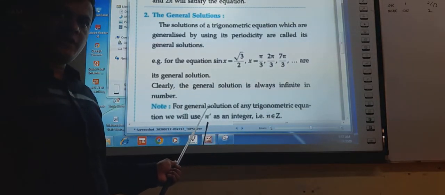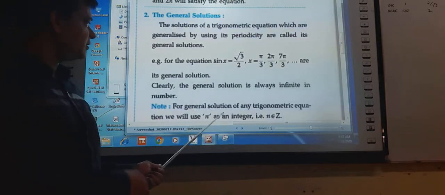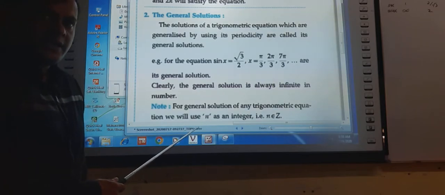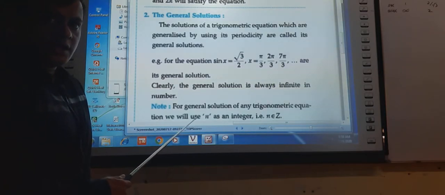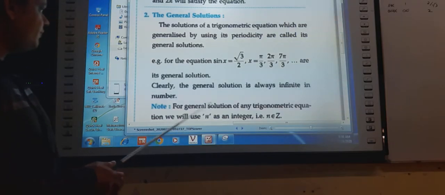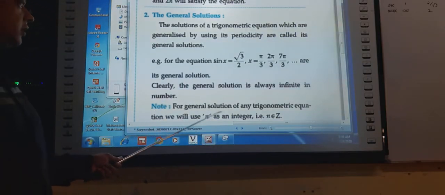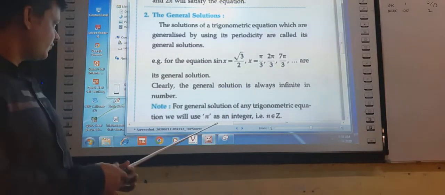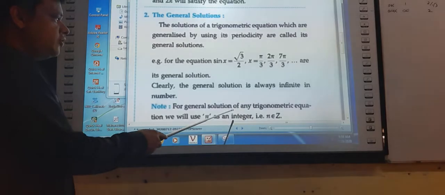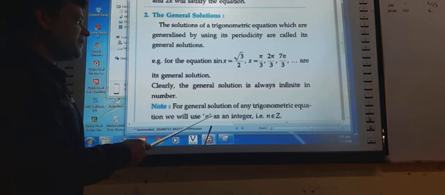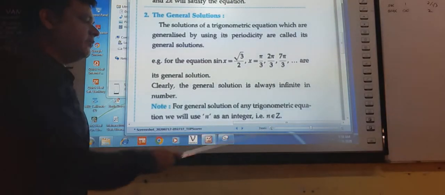In the first principle, we see that we get only two values, that is, values 0 or greater than 0 and which must be less than 360. So in general solution, we get an infinite number of values. Note, for the general solution of any trigonometric equation, we will use n as an integer, that is, n belongs to Z.